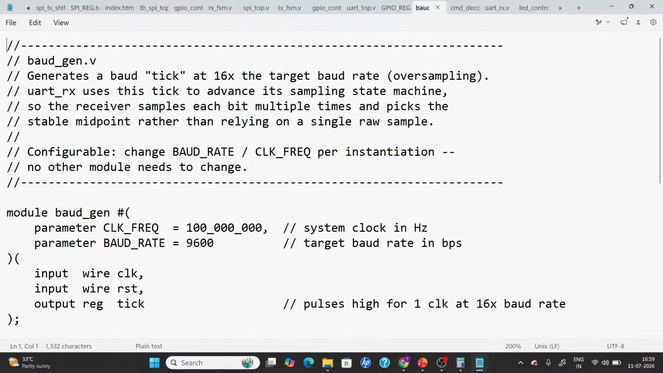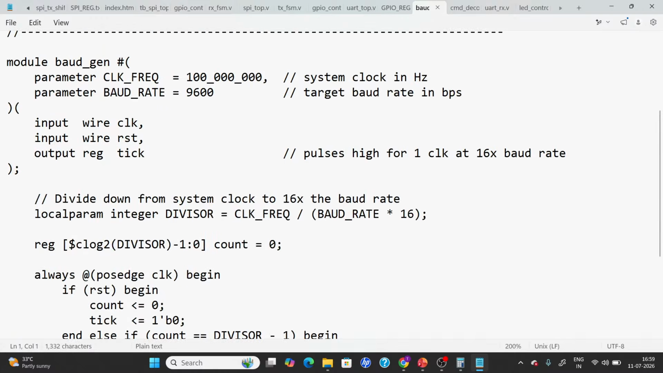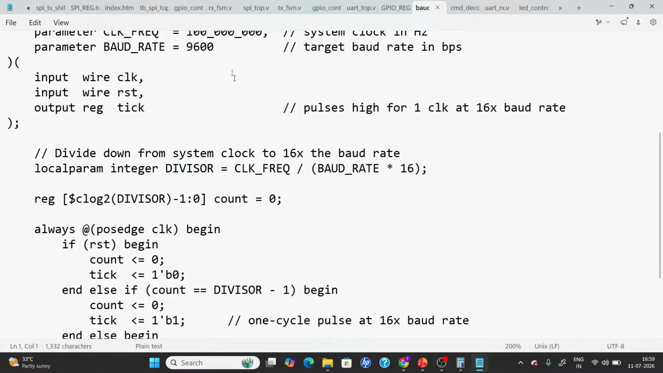So that is nothing but my baud generator model. Here I'm going to have the clock frequency as 10 megahertz, and the baud rate as 9600, and the clock and reset. Previously we took 50 megahertz, so I'm going to have 5200 cycles. Depending upon the clock frequency, it is going to change.